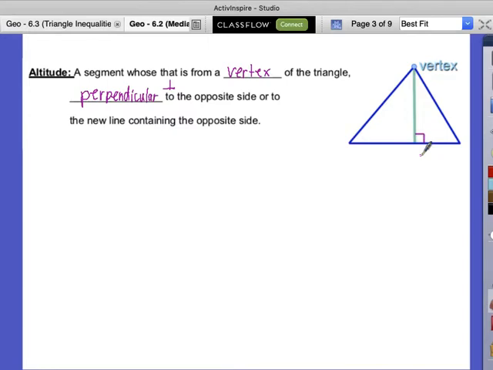Now, we call this the altitude because this is the height of the triangle. And you guys can even write that in here, that this is the height of the triangle.